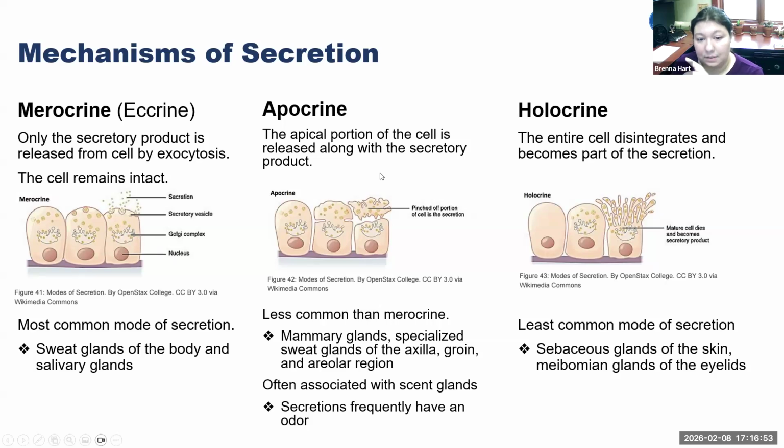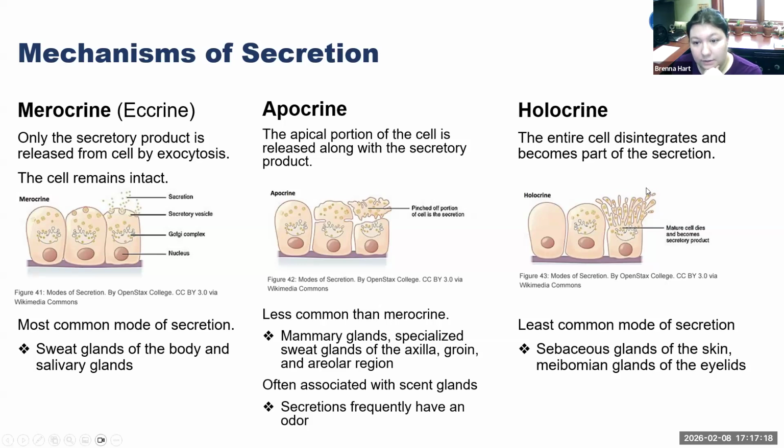Apocrine is a little different because in this case, the apical portion, the top portion of the cell, is going to be pinched off and released with the secretion. So this one is definitely less common. And when you think of this one, think of areas that have an odor associated with it. So these would be like your mammary glands and very specialized sweat glands. So these are the sweat glands for the axillary region, so the armpit, groin, areolar, or nipple regions.